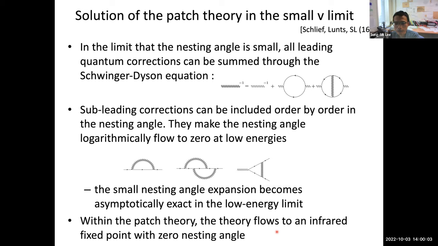Curvature of the Fermi surface. Yeah, okay. So the patch theory cannot capture the momentum dependence of how the nesting angle changes as a function of momentum. So you have to include the momentum dependence, and then you will see that in general the Fermi surface becomes kind of curved. The prediction of the patch theory is that at the hotspot, the local nesting angle, the local slope, flows to zero as you go to low energy. That's the prediction of the hotspot theory. But it doesn't happen away from the hotspot.